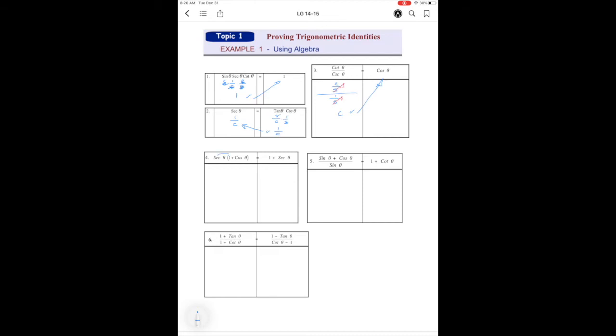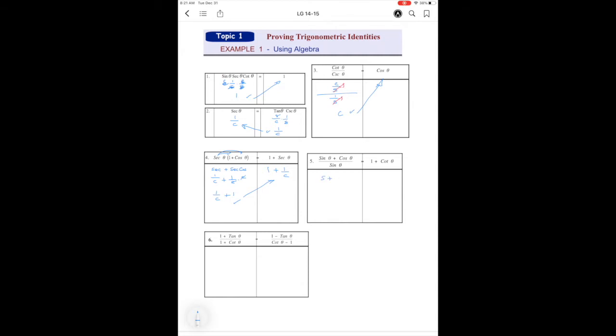All right, now on the bottom one here, I can rainbow this in. So we have secant plus secant cos. Now I'm going to change it to S's and C's. So we have 1 over C plus 1 over C times C, cancel. So I have 1 over C plus 1. And look over here, we have the same thing. So check mark.